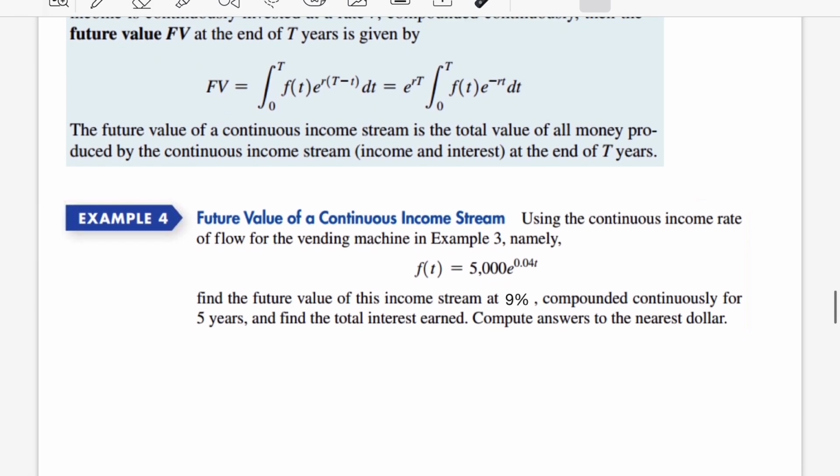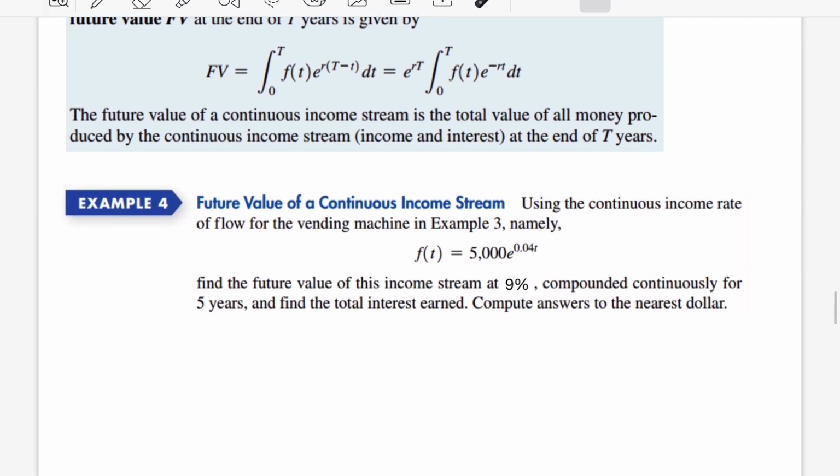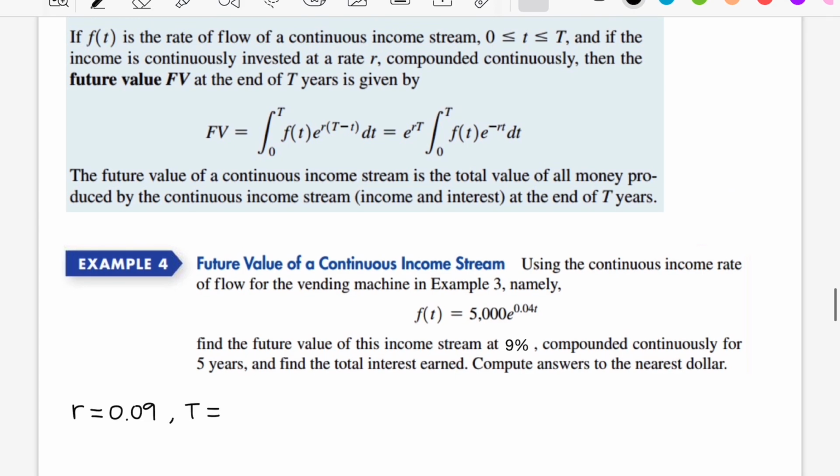So, in this case, we're just going to write down what we're given first. First, we see that our rate here is going to be 9%. And we know that we need to convert this to a decimal, so we know r is going to be 0.09. Similarly, our capital T here is going to be our years. We see that we're going to be compounding continuously for 5 years here. So capital T is going to be 5.